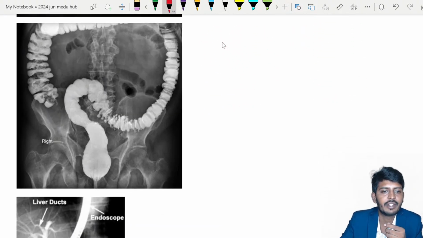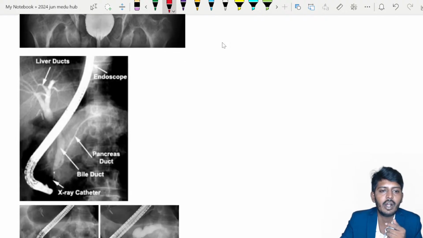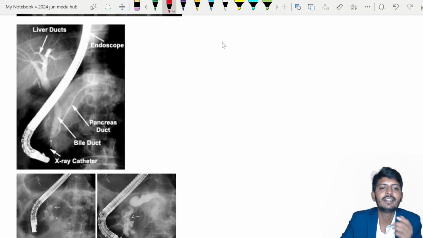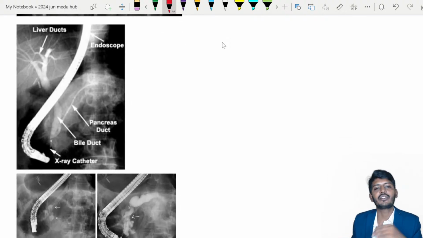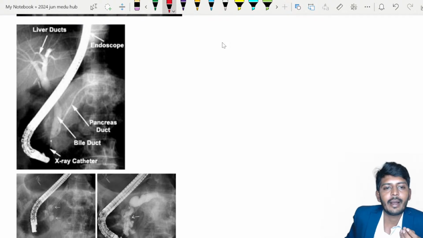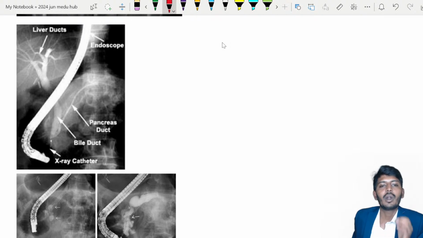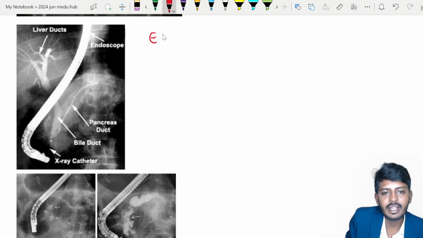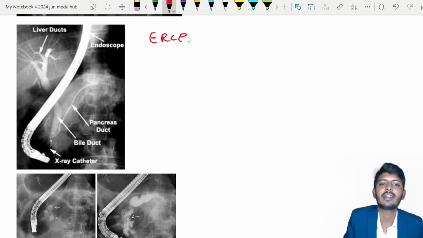Again, we already discussed this. This is a diverticulosis of the colon. Then, my dear students, this is what? It is an invasive, not a little bit, very invasive procedure. What is this invasive procedure called? ERCP. Where do we use ERCP?